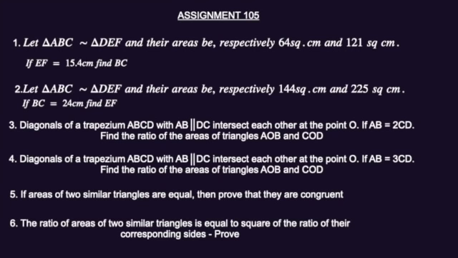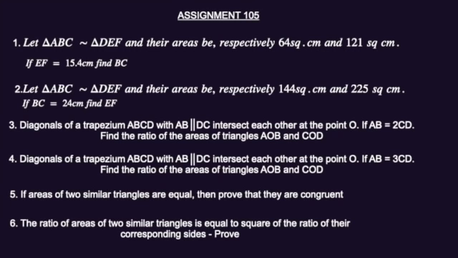Third question, diagonals of a trapezium ABCD with AB parallel to DC intersect each other at the point O. If AB is equal to 2CD, find the ratio of the areas of triangle AOB and COD. Fourth question, diagonals of a trapezium ABCD with AB parallel to DC intersect each other at the point O. If AB is equal to 3CD, find the ratio of the areas of triangle AOB and COD. Third and fourth questions are of the same type.